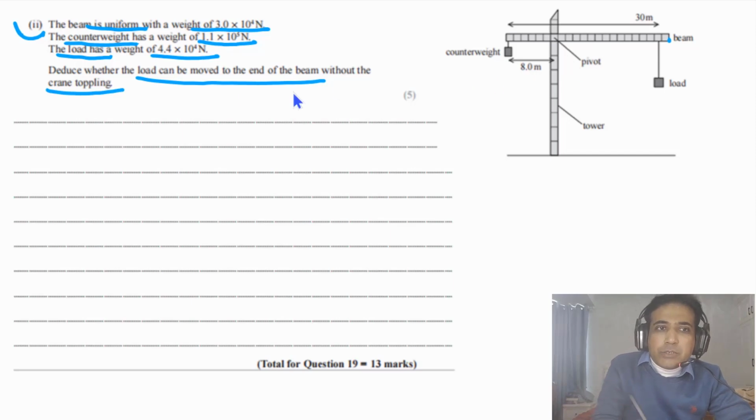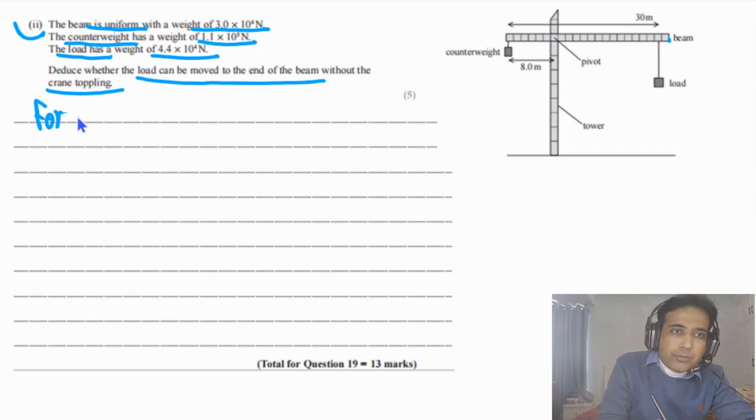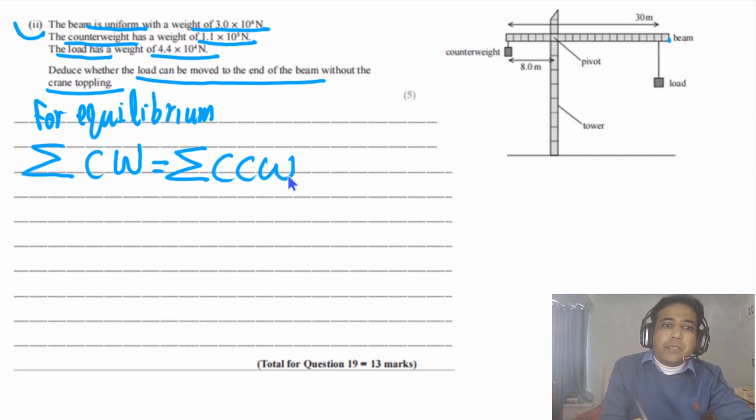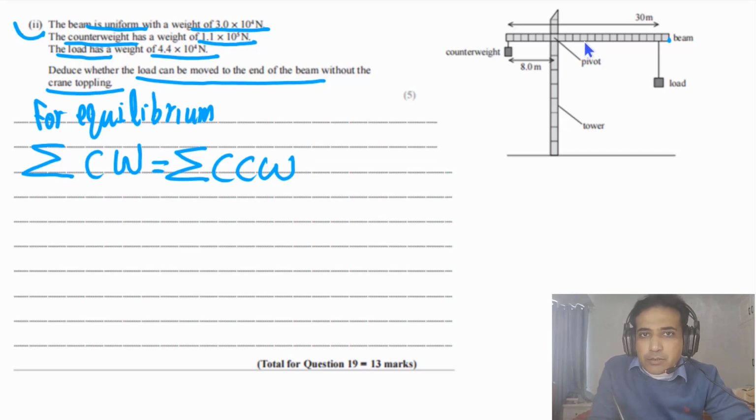In order to answer this question, we need to understand that for equilibrium, the sum of clockwise moments has to be equal to the sum of counterclockwise moments. So this is our main concept. We can also mark the midpoint of this beam. Midpoint will be around here. We have 1 2 3 4 5 6 7 8 9 10. It will be around here because we have 21 small squares, so it will be around here.